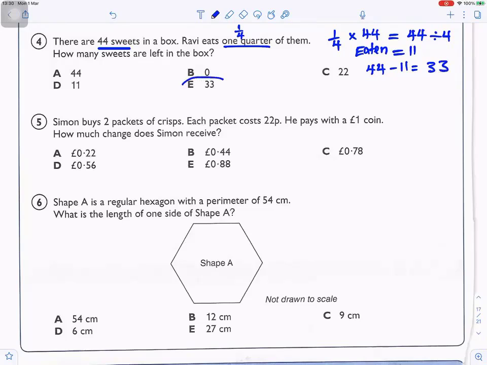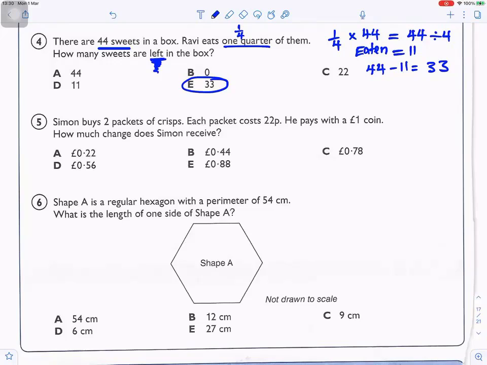So 33 is left. Most students will end up choosing 11 because that's the first answer they get and they see it on one of the choices. But be careful, it doesn't catch you out. It says how many is left. What is left, you remove from what has been eaten.